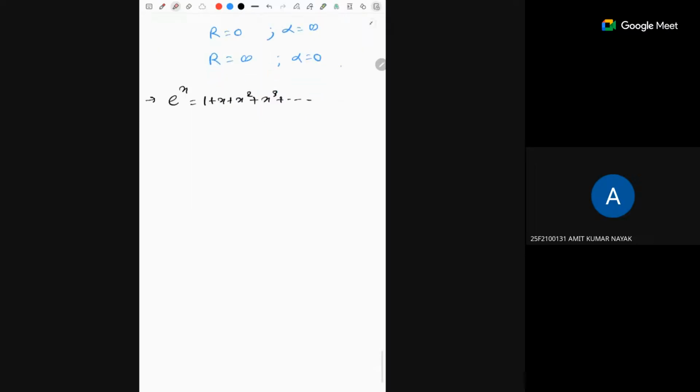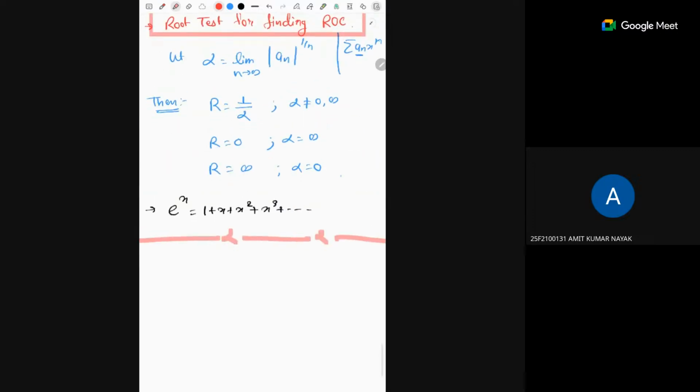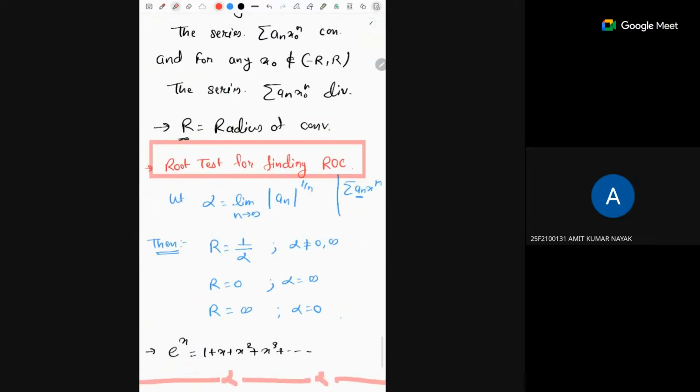Okay, now let's go to Riemann sum and integration. Is that clear? Fine. Any doubt so far from power series?